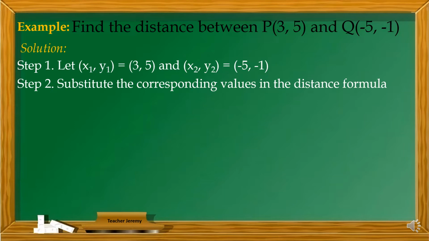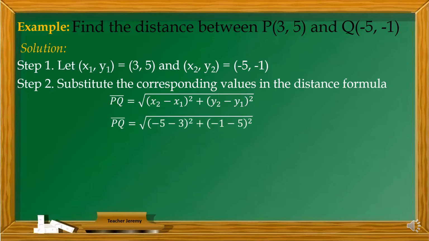Okay, so you are going to write first the distance formula. Line segment PQ, okay, so we use line segment PQ here because we are looking for the distance of point P and point Q. So we have line segment PQ is equal to the square root of the square of x sub 2 minus x sub 1 plus the square of y sub 2 minus y sub 1.